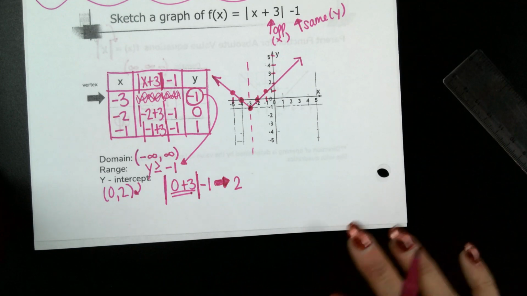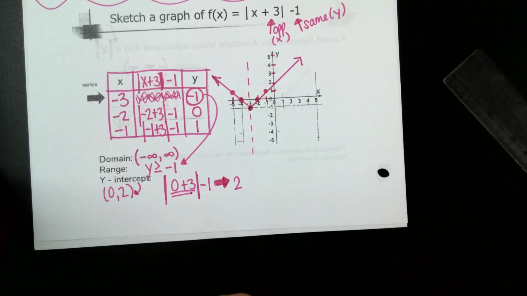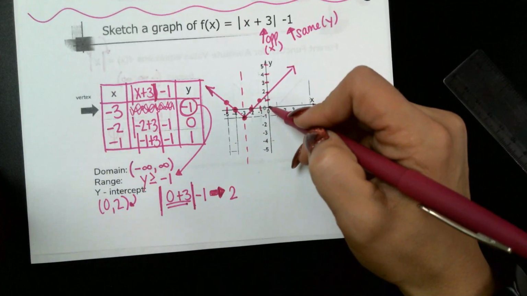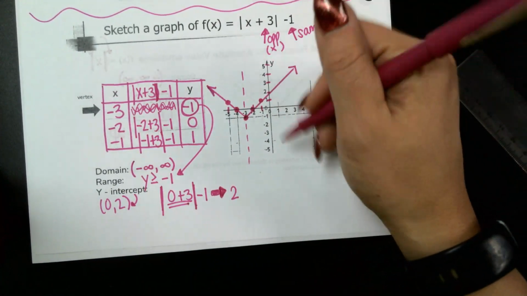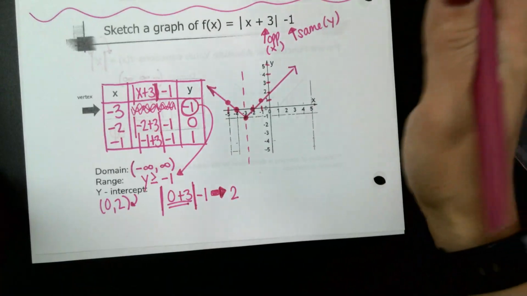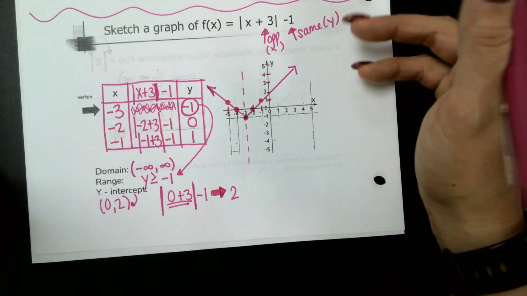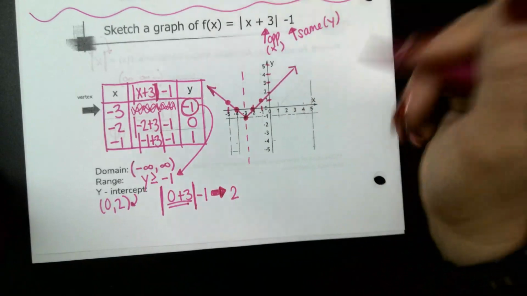But how is x 0? When you're looking for a y-intercept, it's always 0, something, because it's going to be on that y-axis. So the x-coordinate would be 0. Just like if you're looking for x-intercepts, the y is always 0.